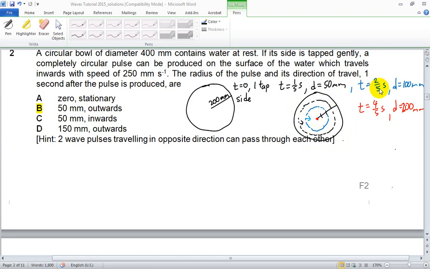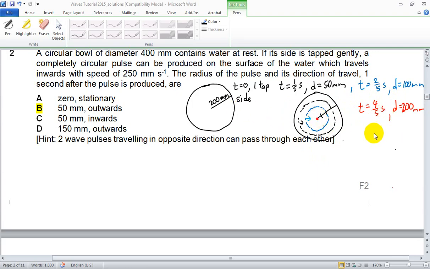At time equals 2/5 seconds, the same thing, I can find displacement given by time multiplied by velocity. That gives me 100 mm. So this blue line here represents the pulse at t equals 2/5 of a second, and this is 100 mm away from the edge. At time 3/5 seconds I didn't do it, but you should know it's somewhere here, moving towards the center. At time 4/5 seconds I should get 200 mm, which means that the pulse has traveled from the surface all the way to the center, and it looks like a dot at this position.